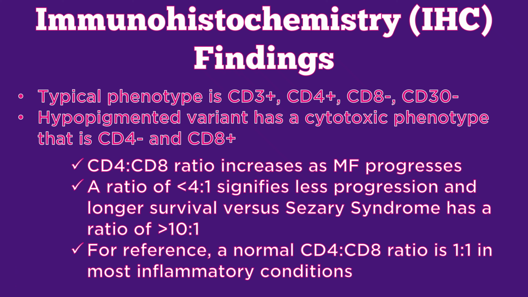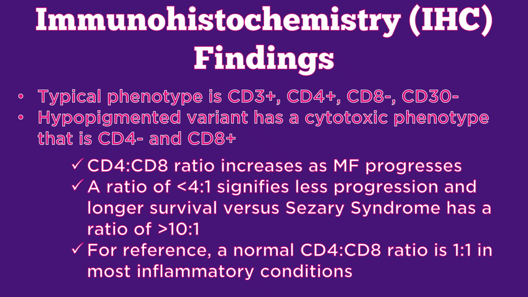It's also important to know that the ratio of CD4 to CD8 cells increases as Mycosis Fungoides progresses. So there's more CD4 cells relative to a low number of CD8 cells in MF. A CD4 to CD8 ratio of less than 4:1 signifies less progression and thus has a longer survival, whereas Sézary syndrome has a CD4 to CD8 ratio of greater than 10. As a reference, a CD4 to CD8 ratio is normally about 1:1 in most inflammatory conditions.